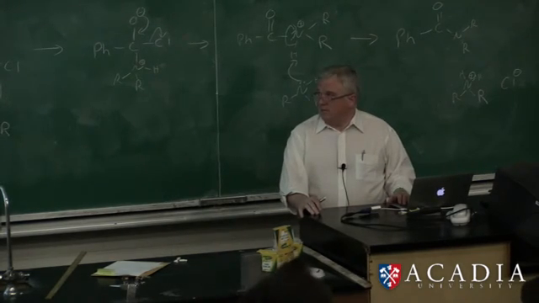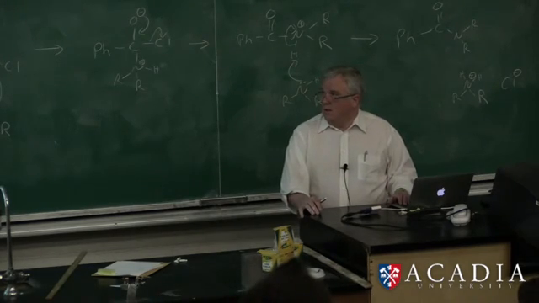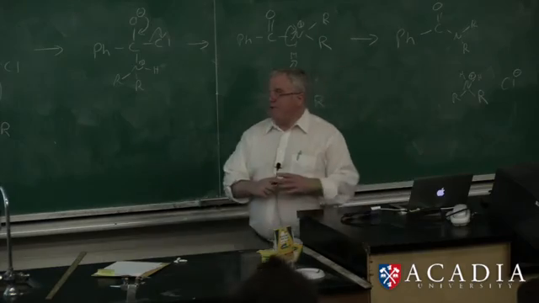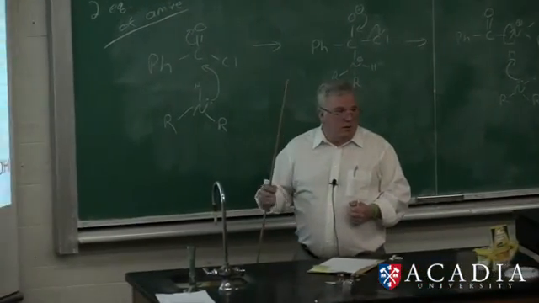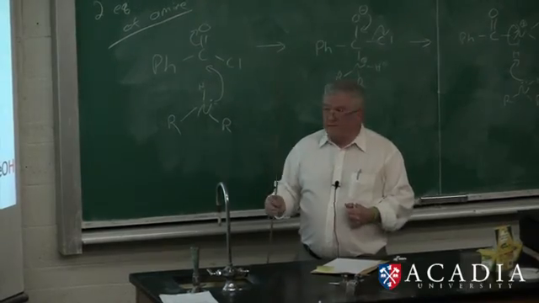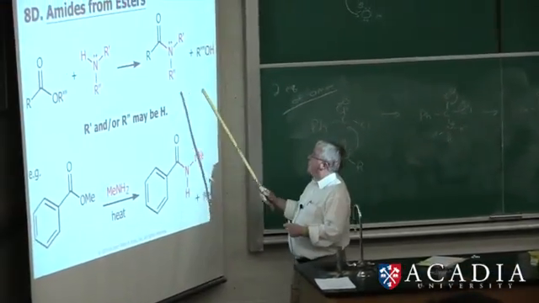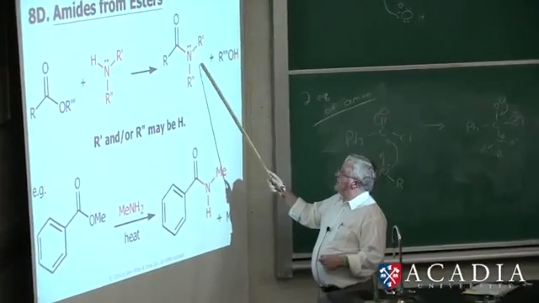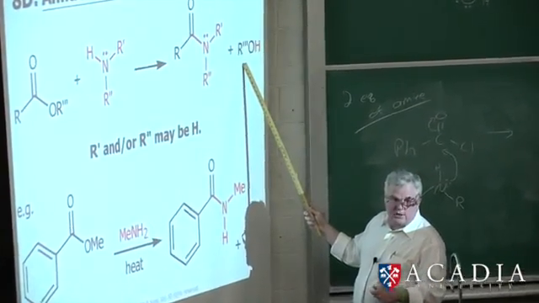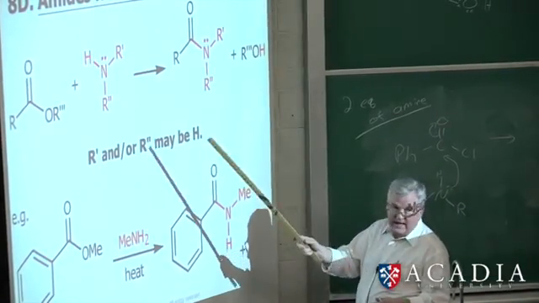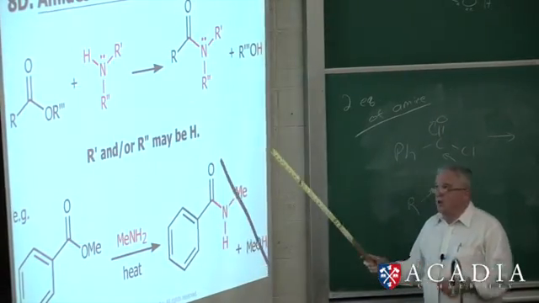I meant to hide those. We can make amides from esters. In this case, we don't necessarily need an extra equivalent of the amine because our product is an alcohol and an amide, and this is a very, very poor acid. It's not a strong enough acid to protonate the amine, so we don't have to worry so much.